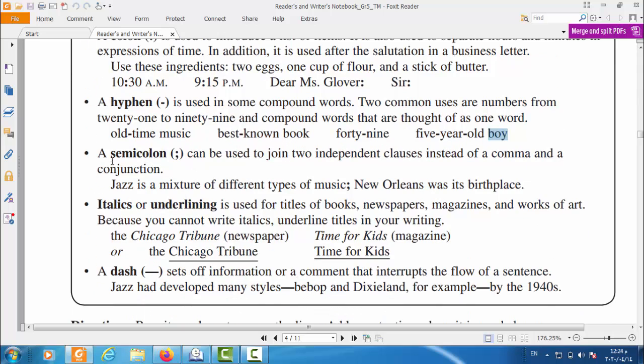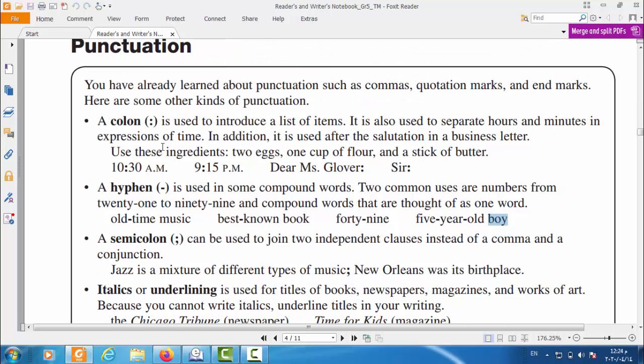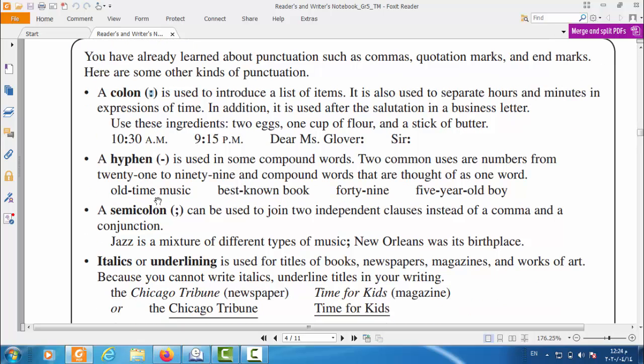Number 3, I have the semicolon. If you look at the first one, you will find that it is a colon, 2 points like that. But the semicolon is a point and a comma like this. A semicolon, a point and a comma, can be used to join 2 independent clauses instead of a comma and a conjunction. If I want to link 2 sentences, 2 independent clauses like this, for example: jazz is a mixture of different types of music. This is about jazz.